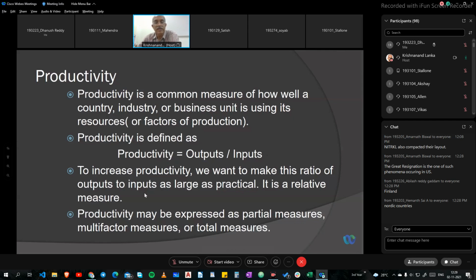To increase the productivity, we want to make this ratio of outputs to inputs as large as practical, and it is a relative measure, right? There is no absoluteness here, just like temperature, we don't have an absolute scale here. Productivity may be expressed as partial measures, multi-factor measures, or total measures, right? What do we mean by this?